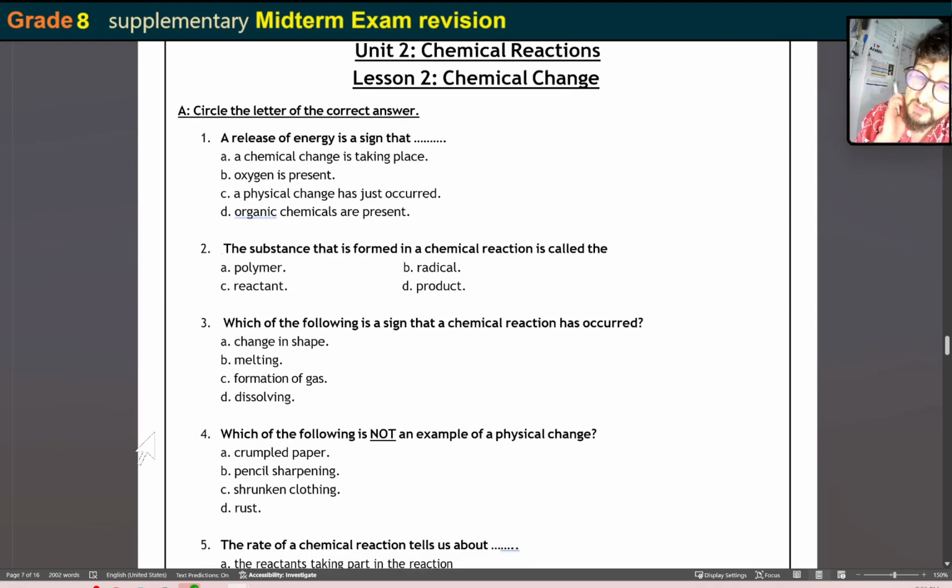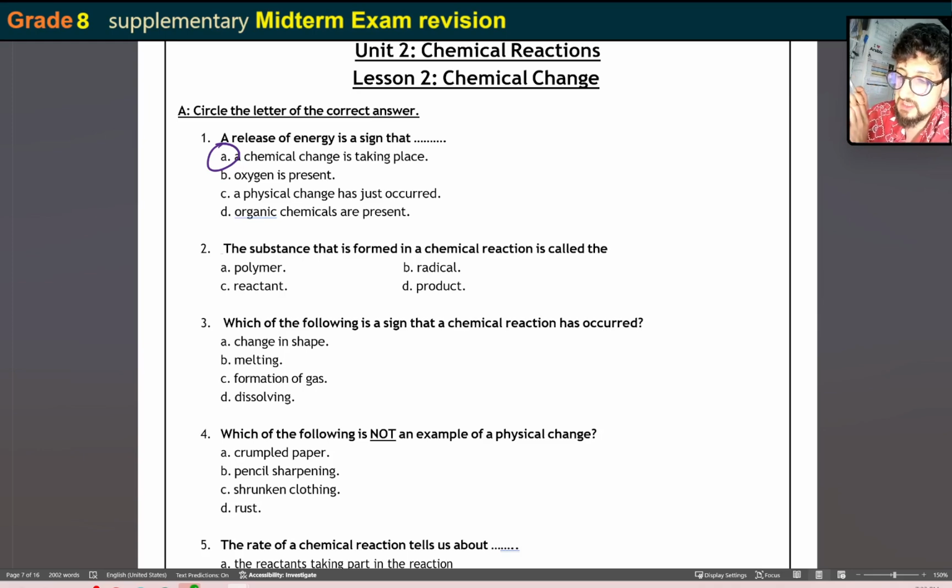We are flying through these. Okay, let's go. A release of energy is a sign that an exothermic reaction has taken place. So an exothermic reaction is one where energy is released, where heat is released, and an endothermic reaction is one where heat is taken in. So a chemical change has taken place. Yes, certainly. Oxygen is present. We don't know that. A physical change has occurred. We don't know that. No. Organic chemicals are present. Maybe, but it's certainly a chemical change has taken place.